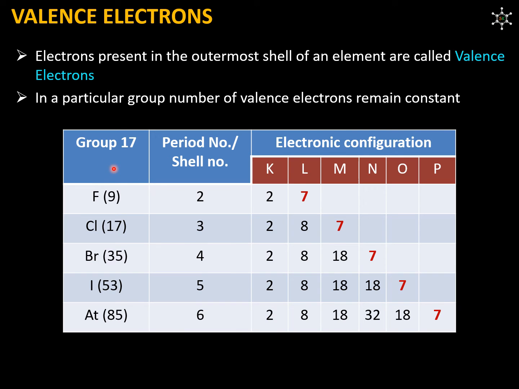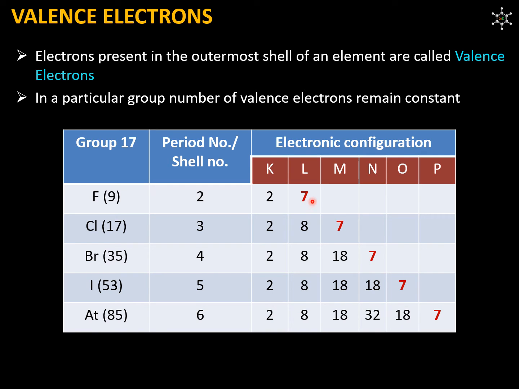Example, let us consider group 17 elements, that is halogens. It consists of fluorine, chlorine, bromine, iodine and astatine. Their respective atomic numbers are mentioned inside the bracket. Fluorine belongs to the second period, chlorine third period, bromine fourth period, iodine fifth period and astatine sixth period. Whatever the period number we have, the same number of shells are present in each of them.